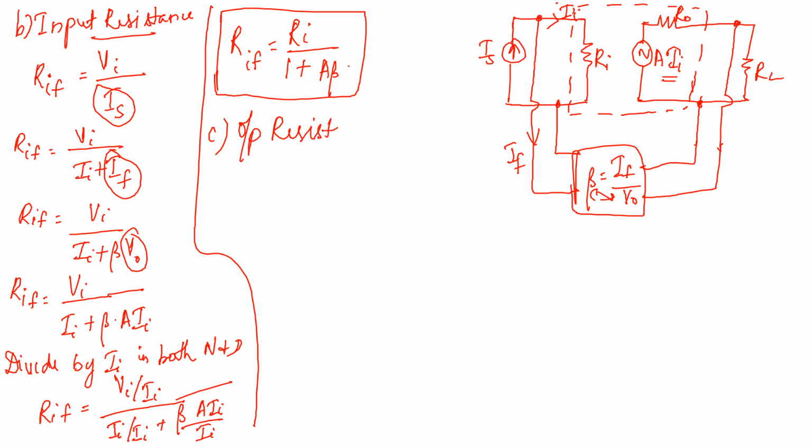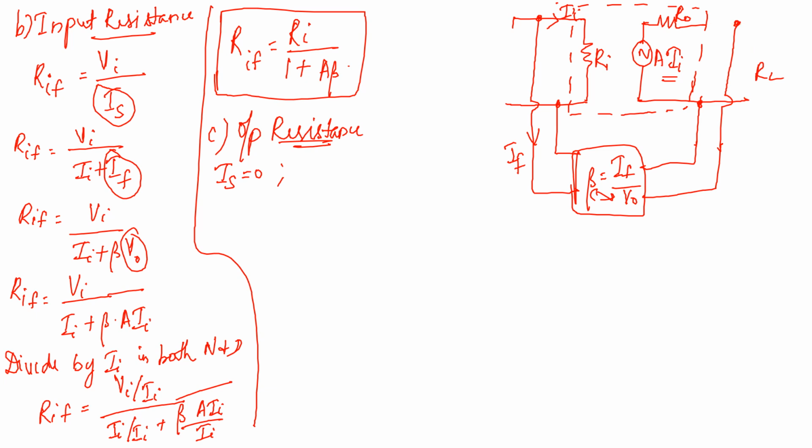In part C, you are going to find the output resistance. In order to find the output resistance, what condition do you have to apply? You have to make Is equal to 0, so Is will be open now. The next assumption you make is that the output voltage is equal to capital V and the output current is equal to capital I.